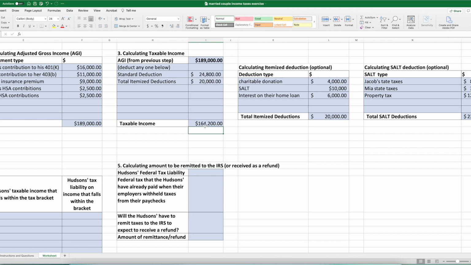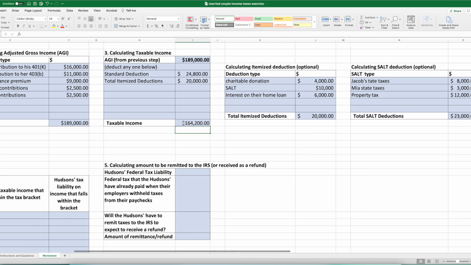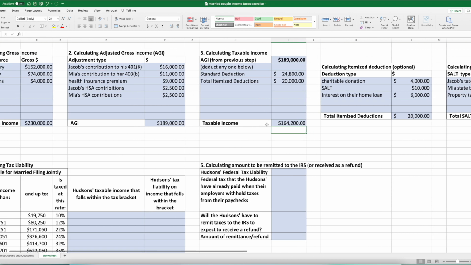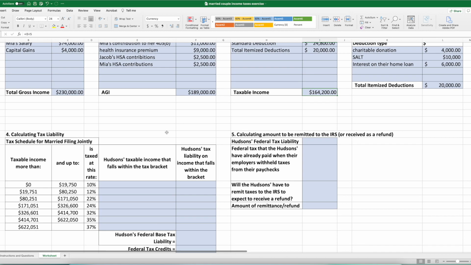So their taxable income is $164,200. This is the income that they'll pay tax on. This is an important number. We need to keep that number in mind. Now the next step is to calculate the tax liability. We do that in several steps.